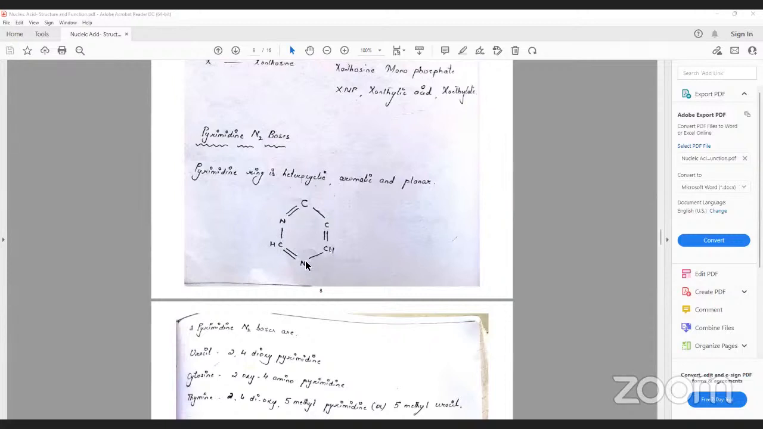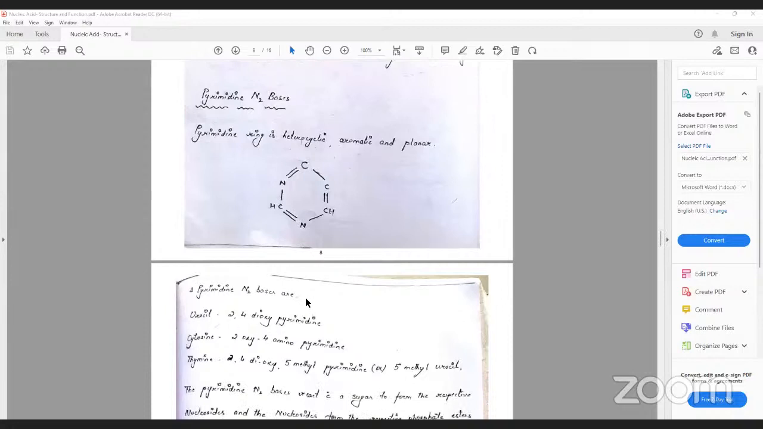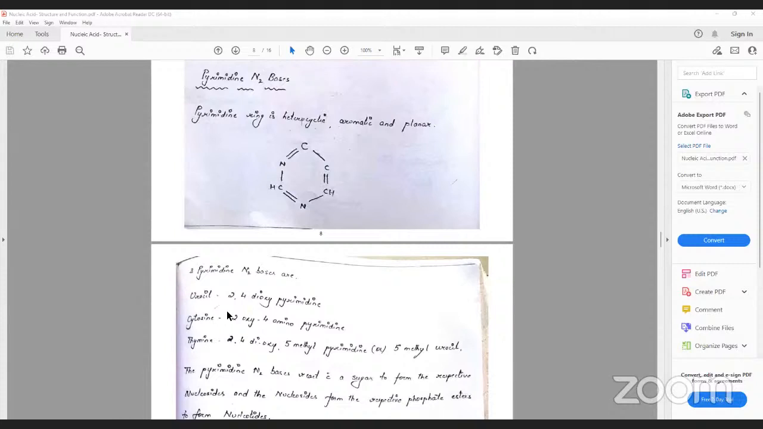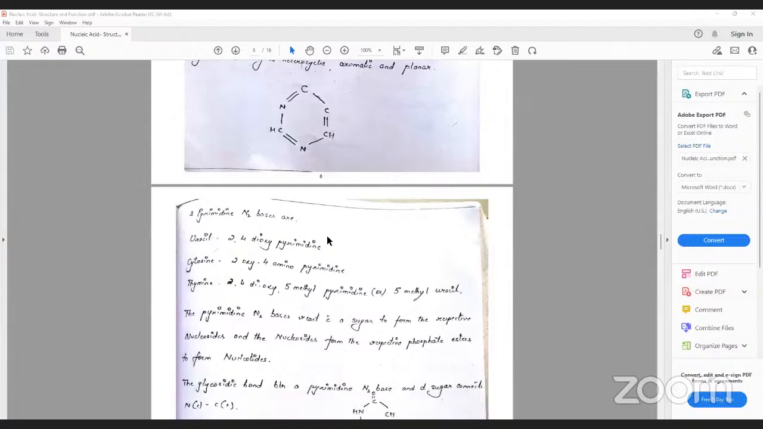I didn't label it in the structure, but where you can see the cursor moving, that is the first nitrogen, second carbon, third nitrogen, fourth carbon, fifth carbon, sixth carbon. So you have 3 types of pyrimidines, just like purines. You have uracil, cytosine, and thymine. Uracil only occurs in RNA, whereas cytosine and thymine are found in DNA. Uracil is 2,4-dioxy pyrimidine. Cytosine is 2-oxy-4-amino pyrimidine, and thymine is 5-methyl uracil, otherwise called 2,4-dioxy 5-methyl pyrimidine.